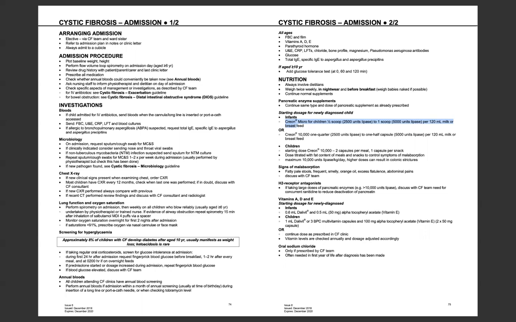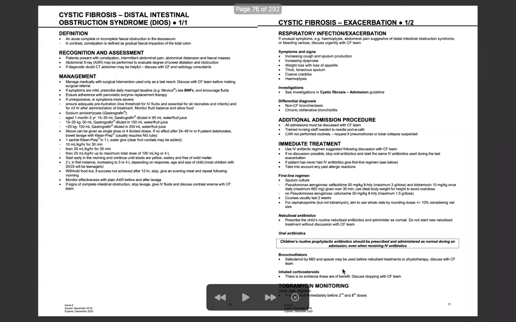So H2 receptor antagonist: if you are taking large doses of pancreatic enzymes, discuss with the CF team the need for ranitidine to reduce deactivation of pancreatin. So we will add H2 receptor antagonists like ranitidine, so that the pancreatin which you are taking by mouth should not be deactivated. But all these things you will discuss with the CF team. Then vitamin A, D, E starting dose, and oral sodium chloride. Doses and all we will see by ourselves.